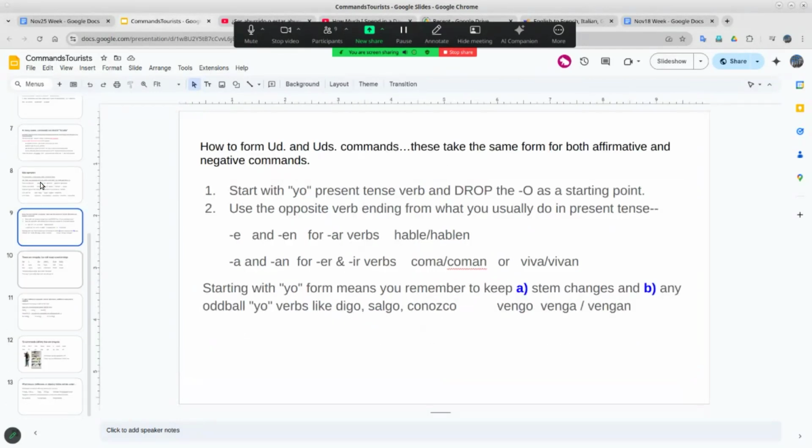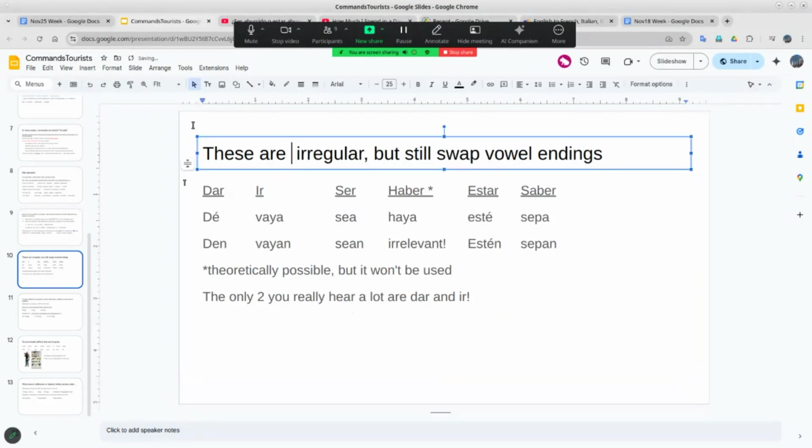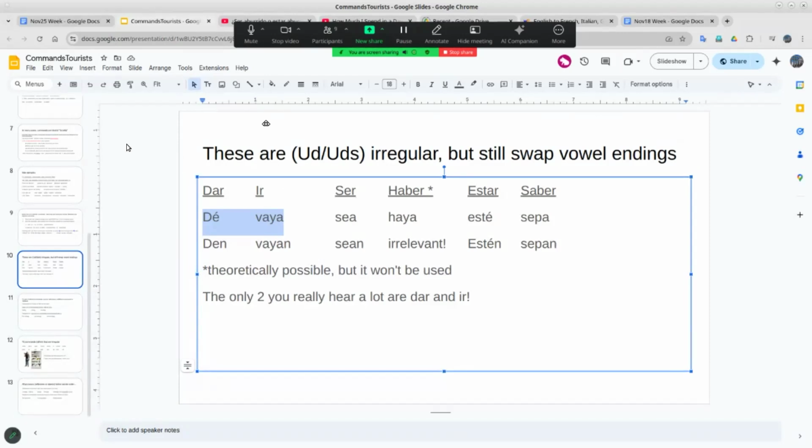So, okay, we've got these little rules we've got. Now, there are irregulars for usted and ustedes. These are always irregulars, right? If you need an irregular, if you have any of these verbs, they're going to be irregular. But you know what? These two are the most common. The other ones, they exist, but you're not going to hear it that much. Yeah?